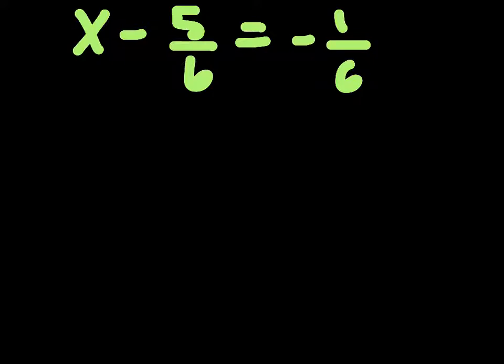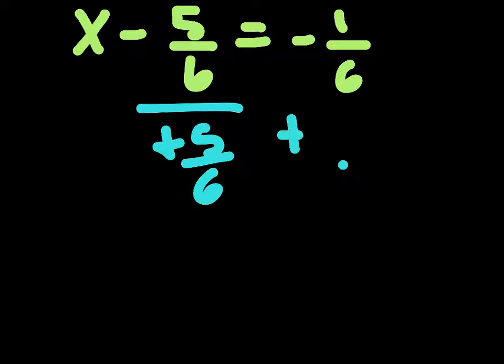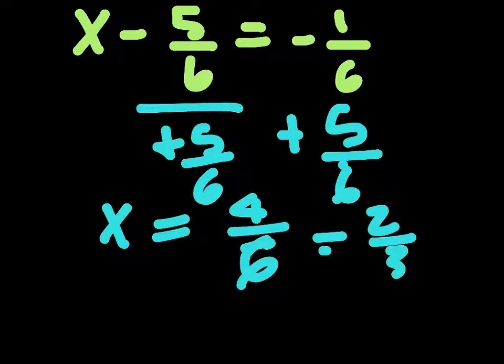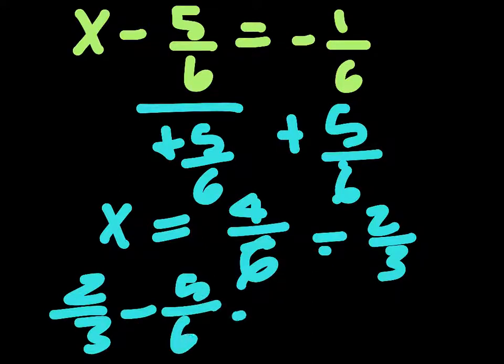Let's look at what we're going to be working with, which is negative 5 over 6. So we add 5 over 6, add 5 over 6. X equals, well, actually 4 over 6, which is equal to 2/3, okay? So then you put 2/3 minus 5 over 6 equals negative 1 over 6. Is that right? Yep, checks.